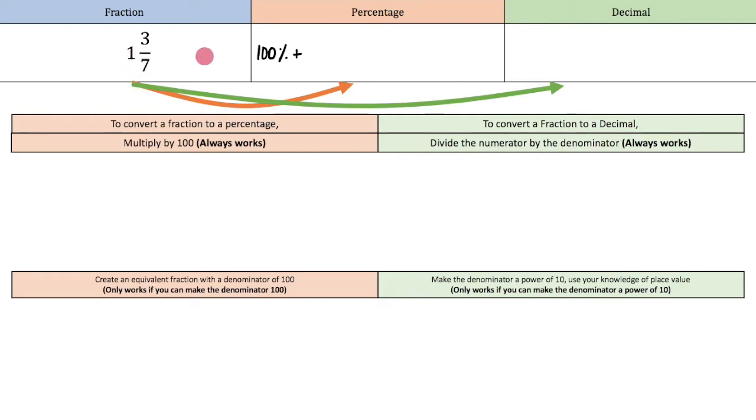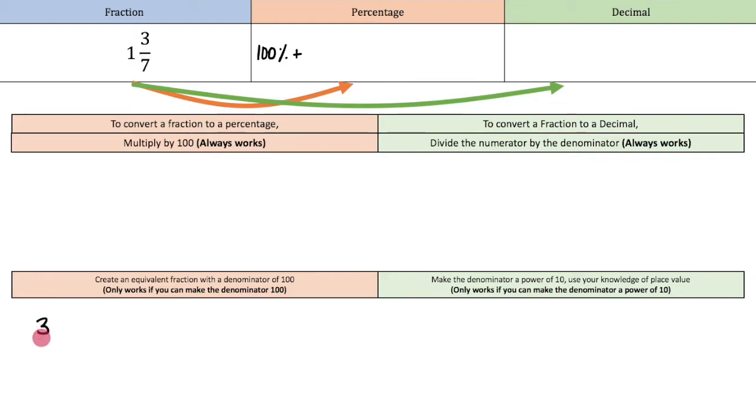Now, if this was 2, it would be 200%. If it was 7, it would be 700%. If it was 8, it would be 800%. Either way, I'm dealing with it separately. So 1 is 100%, and I'm going to plus to that whatever 3/7 is as a percentage. So let's now turn 3/7 into a percentage. Let's see if we can use our shortcut method.